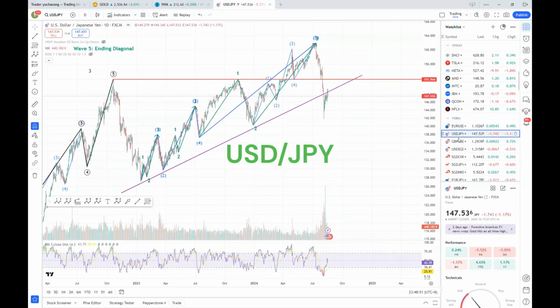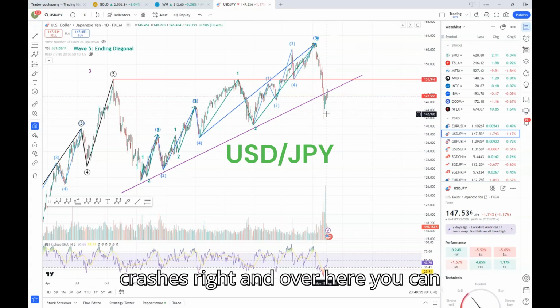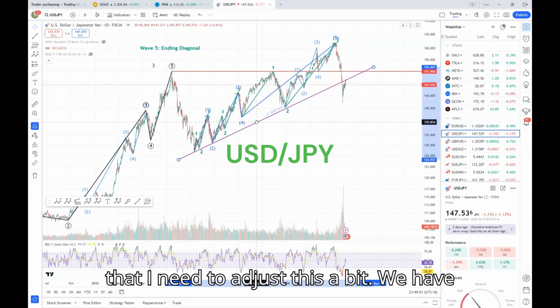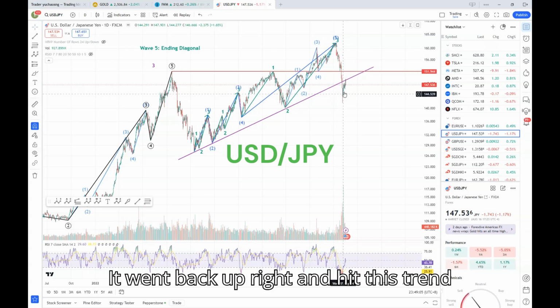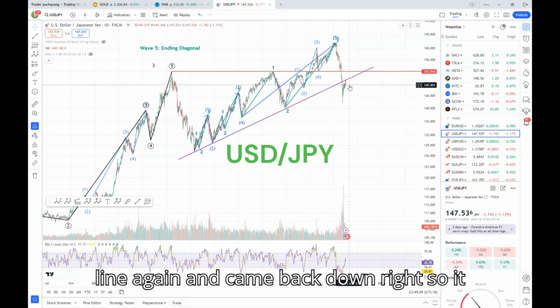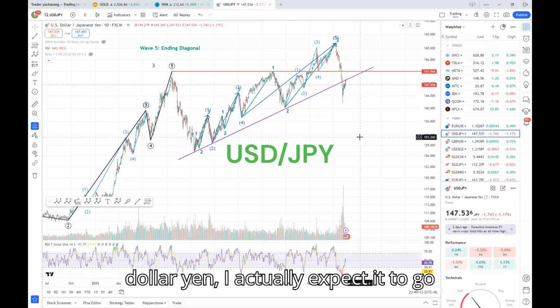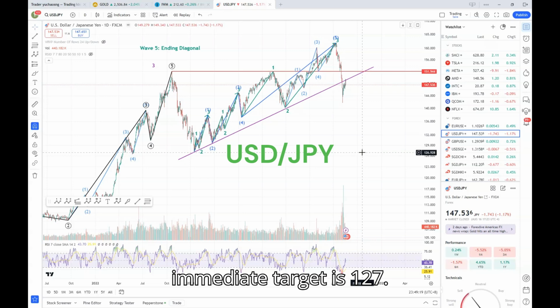Then we can look at the next currency. We all know that the dollar yen crashes. And over here you can see that I have this trend line. I need to adjust this a bit. We have this trend line that it has broken, it went back up and hit this trend line again and came back down, so it should continue down some more. For dollar yen, I expect it to go all the way below 130. Maybe the immediate target is 127.